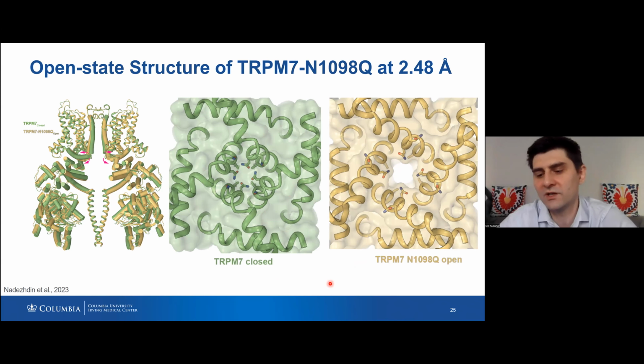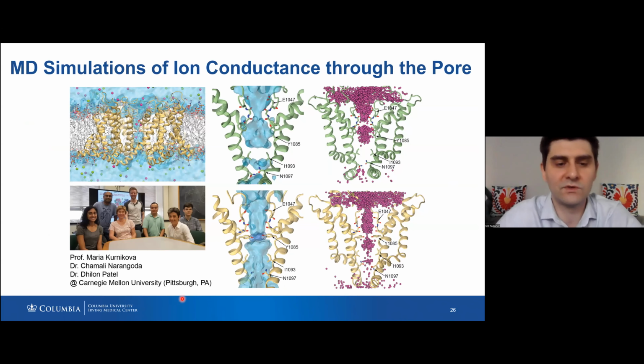So for that, we approached our colleagues to run MD simulations for us. And this was done at Carnegie Mellon University in the group of Maria Kurnikova. So they used the transmembrane domain of our structure, and they ran MD simulations to see if there is any conductance through the pore. And for the apo state without any ligands, without any mutations, you can see that water cannot pass through this constriction caused by isoleucines. And also, ions cannot go through the pore.